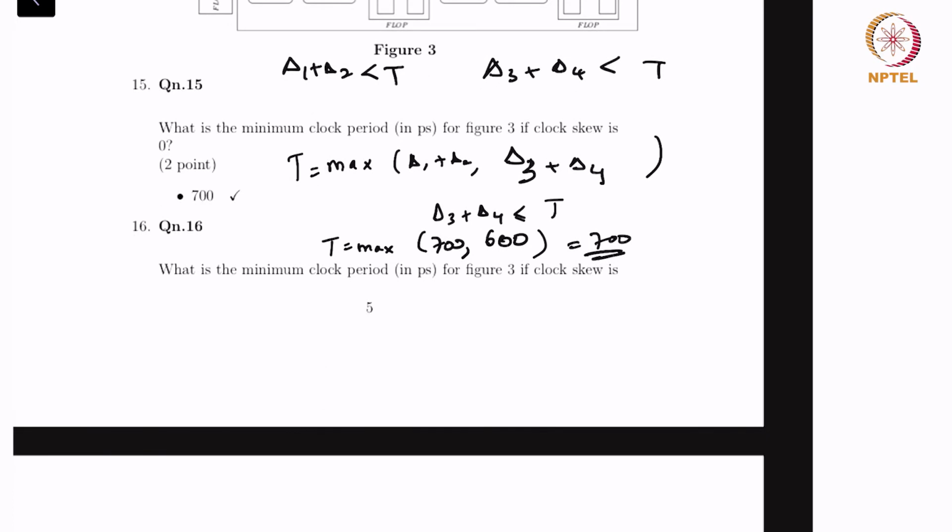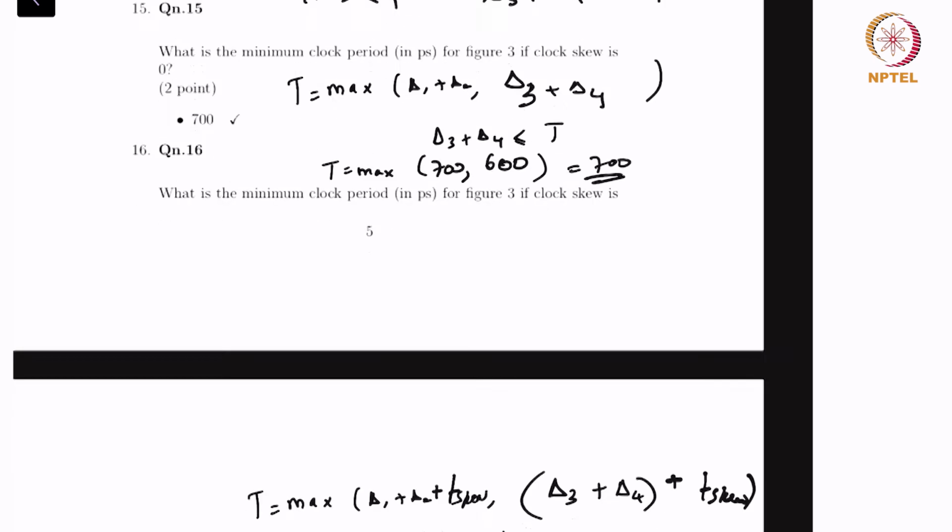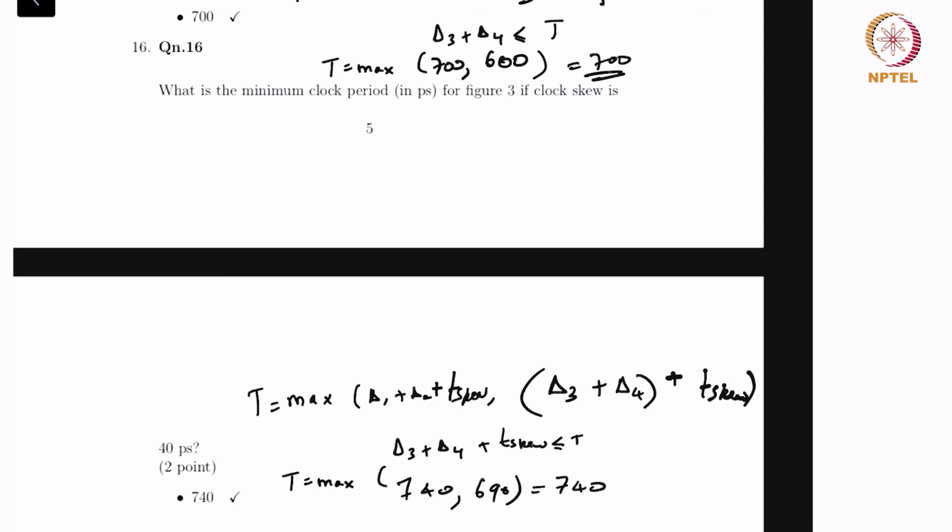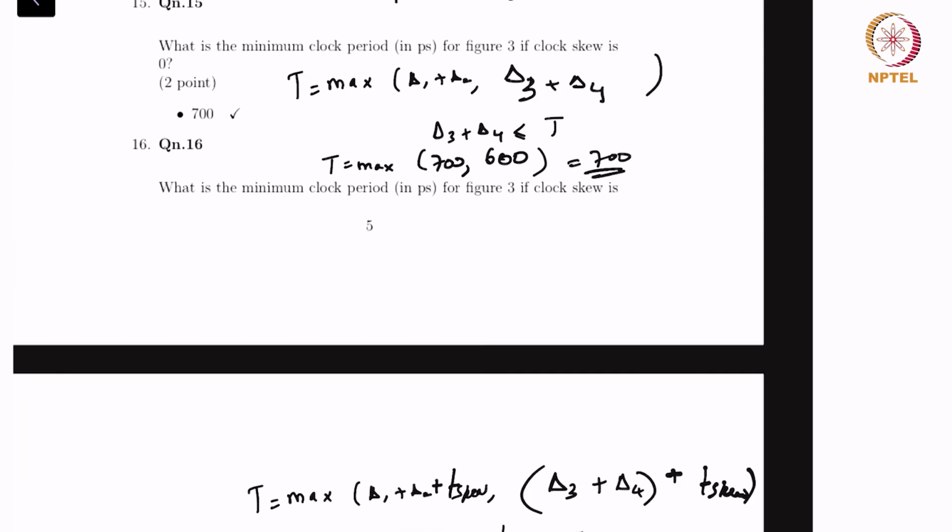Now, if there exists a skew, all that we need to do is add in the skew and also calculate. We do this so that we account for the worst case condition, right? So if there is a skew of 40 picoseconds, the values are 740 and 640. So the max is 740 picoseconds and the answer is 740.